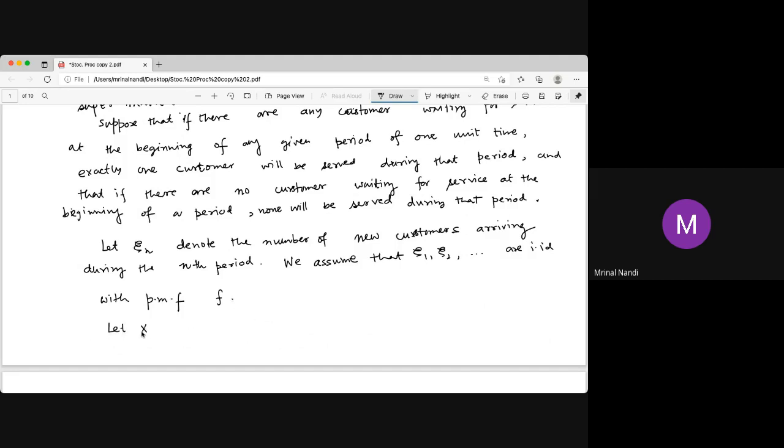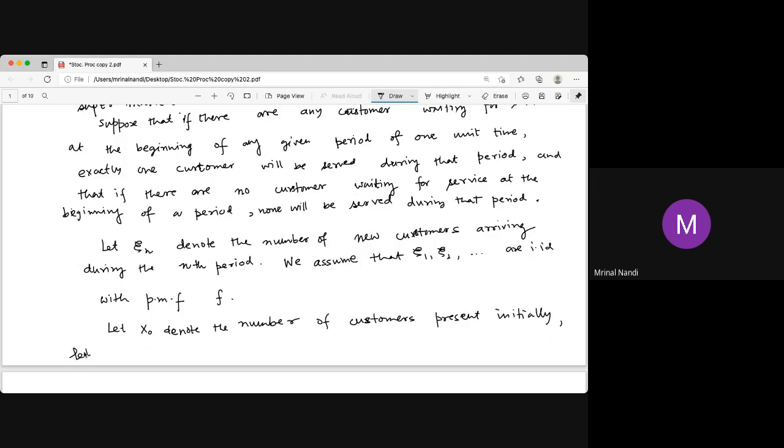So let x0 denote the number of customers in the queue, where ξi is the number of new customers. Let's start at 0, say: x0 is the number of customers present initially. So starting initially, how many? x0 many. So it is again a random variable.